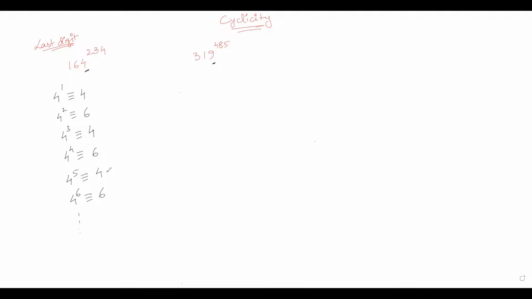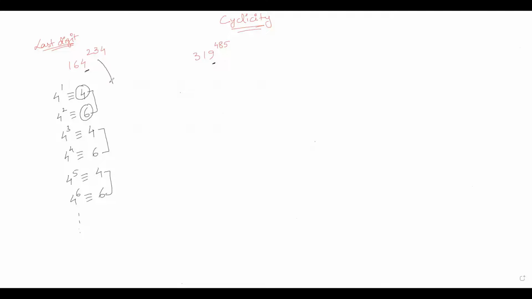So in case of 4, we can see that it has a cyclicity of 2, and 4 raised to some odd power gives us the unit digit as 4, and 4 raised to some even power will give us the unit digit as 6.